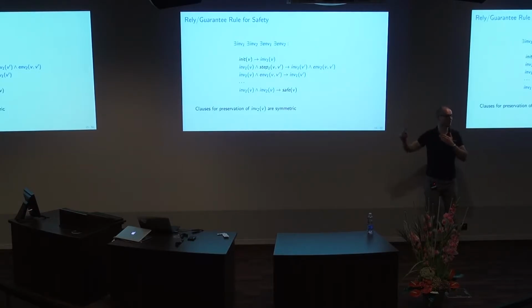This is sort of Cliff Jones and many other papers coming under different names. And the idea is quite similar to summaries. What you do is, instead of reasoning directly with the source code of the other thread, you try to capture the effect of the other guy and reason with that effect while you're making your own steps. The effect of the other guy we're going to call the environment.